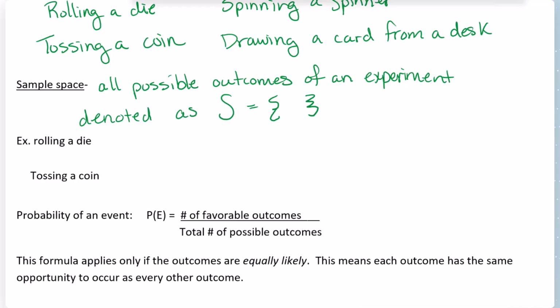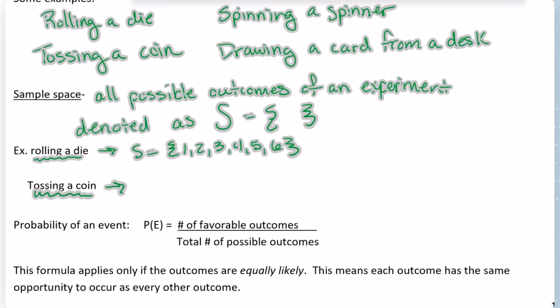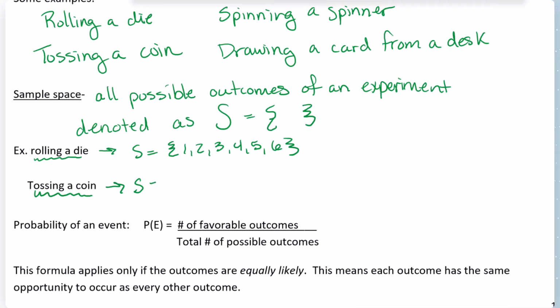We're going to go create a couple of sample spaces here. First one, we're going to look at rolling a die. So the sample space for rolling a die, well, if we're rolling a normal 6-sided die, the possibilities are 1, 2, 3, 4, 5, or 6. But if we're tossing a coin, the sample space would be what? Well, if we're tossing a coin, usually we look at heads or tails, and I'm just going to abbreviate T for tails and H for heads there.